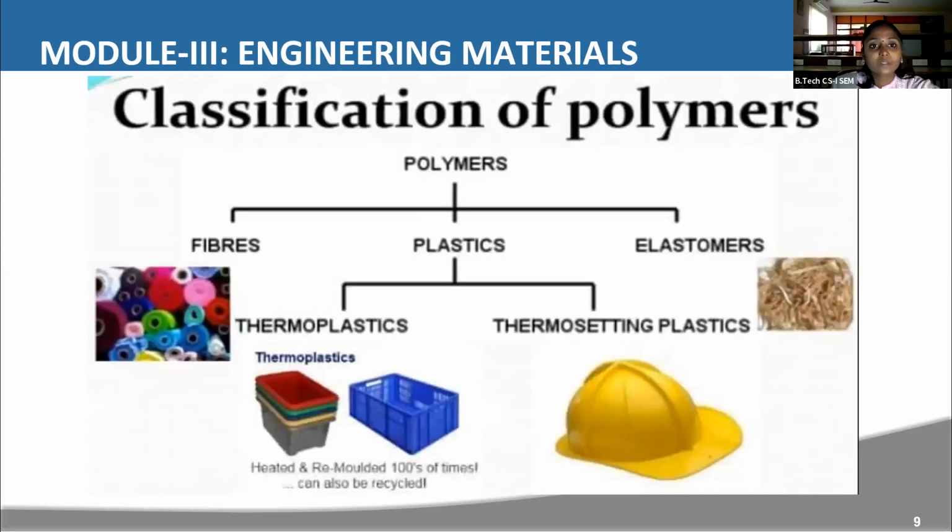Okay, classification of polymers. Polymers are divided into three types: fibers, plastics and elastomers. Today's topic is plastics. That's why plastic is again divided into thermoplastics and thermosetting plastics. Thermoplastics can be easily remolded, and can be recycled many times. Thermosetting plastics, which we cannot remold, are called thermosetting plastics. Examples of thermosetting plastics are all electrical gadgets.